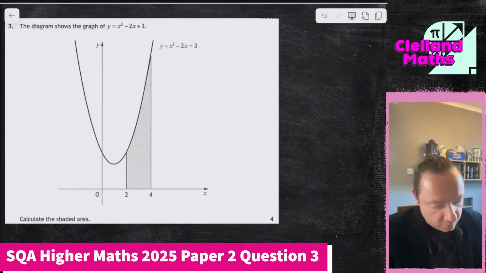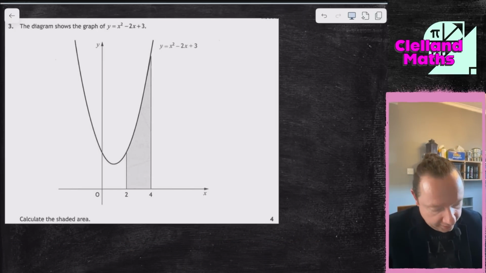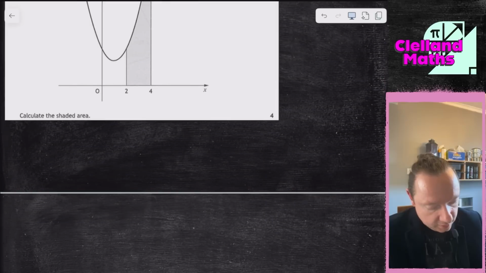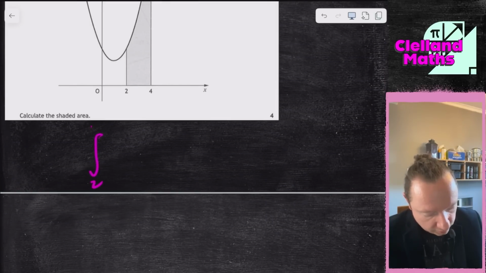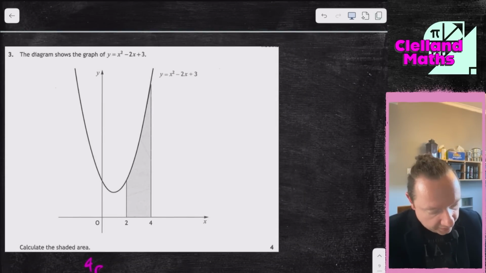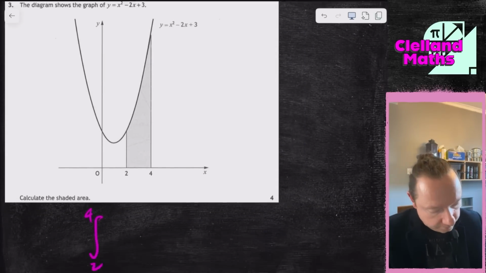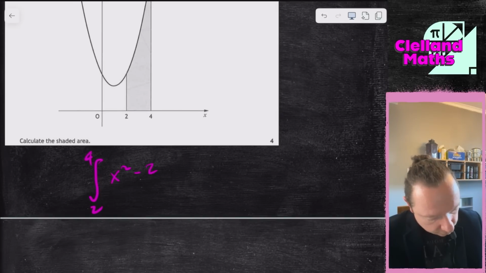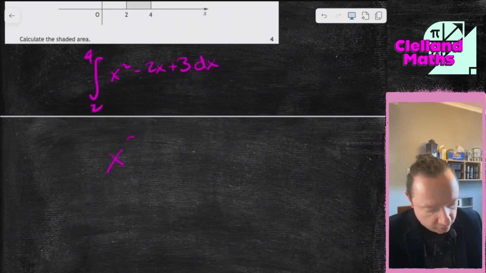2025, paper 2, question 3. The diagram shows the graph of y equals x squared minus 2x plus 3. Calculate the shaded area. The shaded area is the integral between 2 and 4 of the graph, so it's the integral between 2 and 4 of x squared minus 2x plus 3 dx. Integrate, so add 1 to the power, divide by the new power: x cubed over 3 minus 2x squared divided by 2 plus 3x, between 2 and 4.